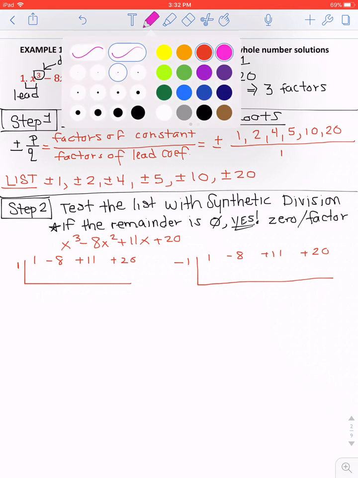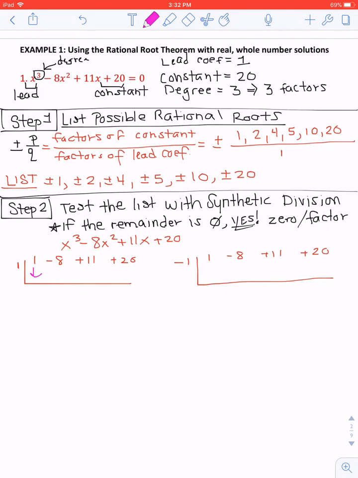All right, so let's begin that synthetic process. Always drop down your first coefficient. Then we're going to multiply up and combine down. So 1 times 1 is 1. Negative 8 plus 1 is negative 7. 1 times negative 7 is negative 7. Combine that together, I still have 4. 1 times 4 is 4. Combine those together, we have 24. Is that a 0? No. Okay, we're looking for zeros.